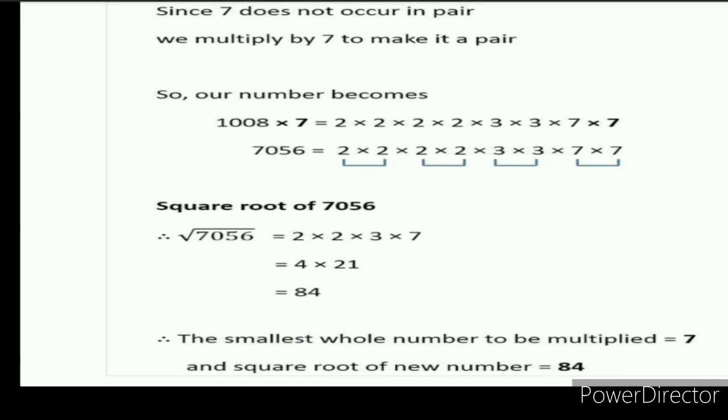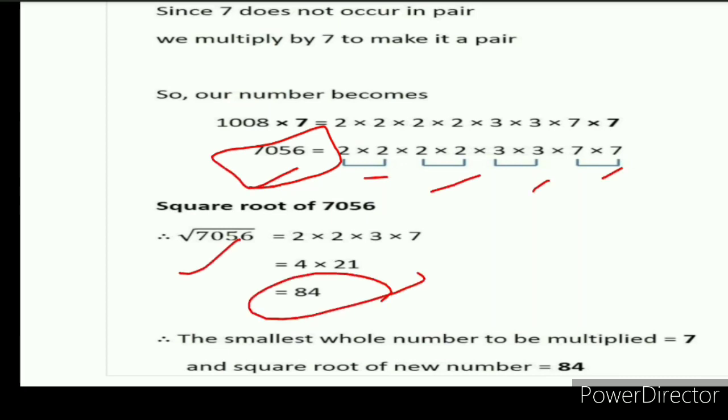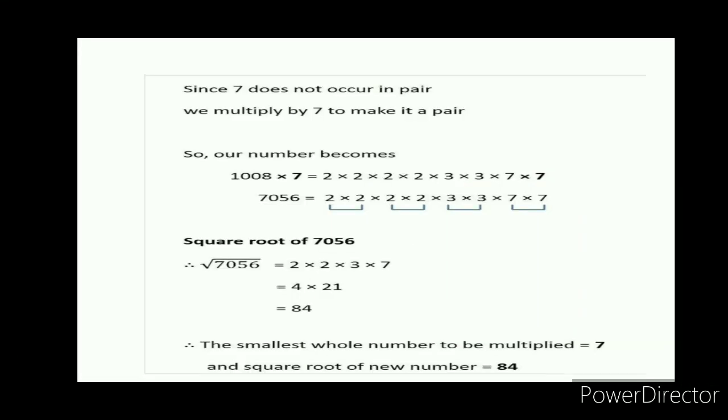Both the sides we multiply by 7. Left hand side you will get 7056. It is a perfect square. If you find the square root, you will get 84. Therefore, the smallest number to be multiplied is 7 and the square root of the new number is 84. I hope you understood this method, how to convert a non-perfect square into a perfect square by multiplying with the smallest number.